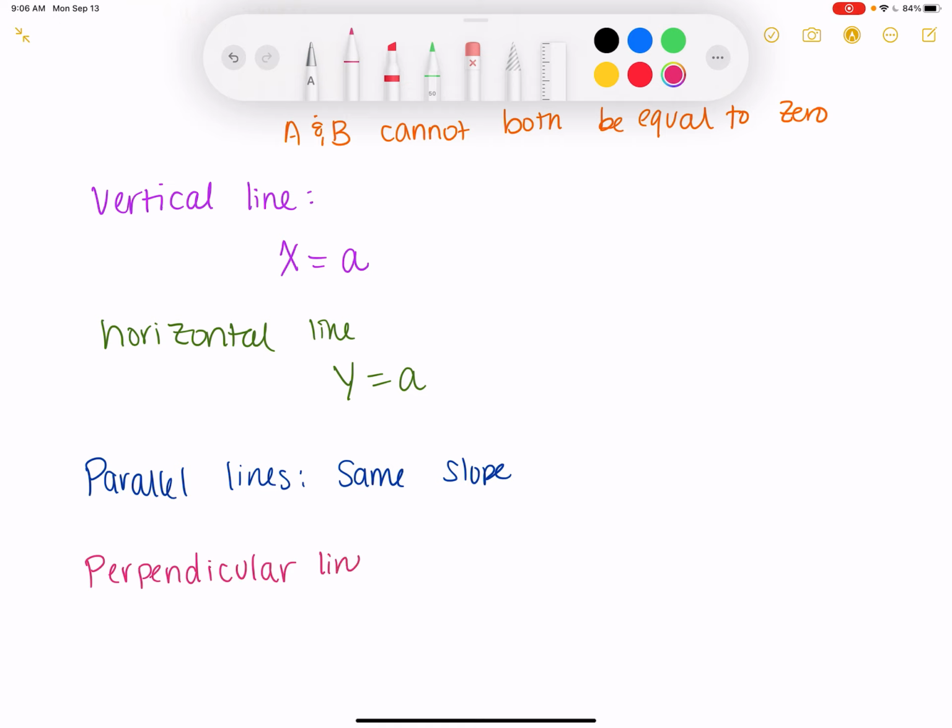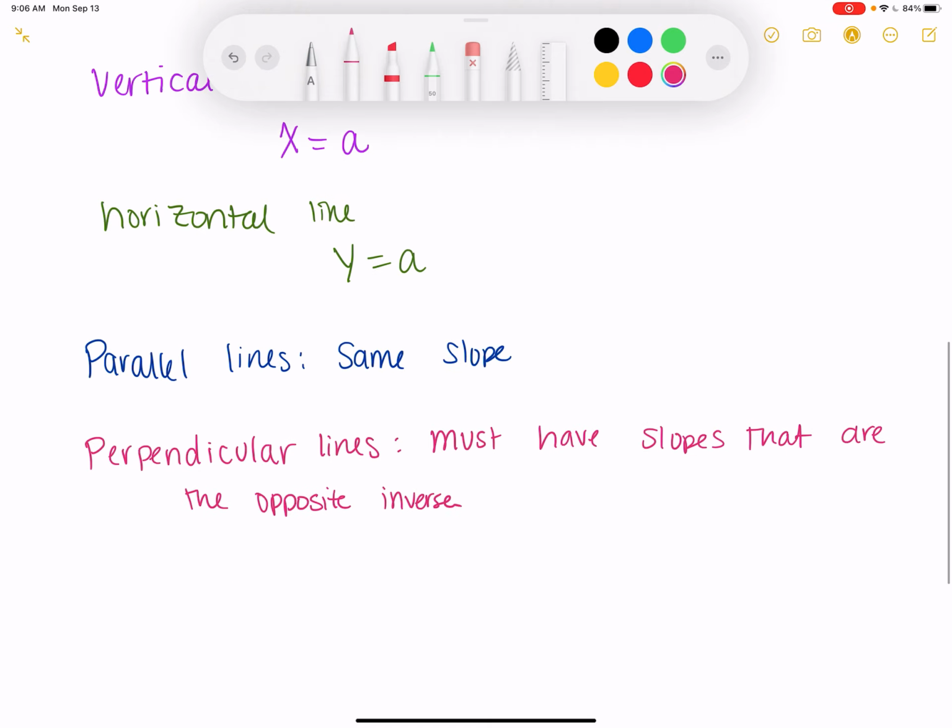Yep. Perpendicular lines must have slopes that are the opposite, inverse. So something like m1 is equal to negative 1 over m2, and one of them would have to be negative. So you're always going to have one negative and one positive when it comes to that.